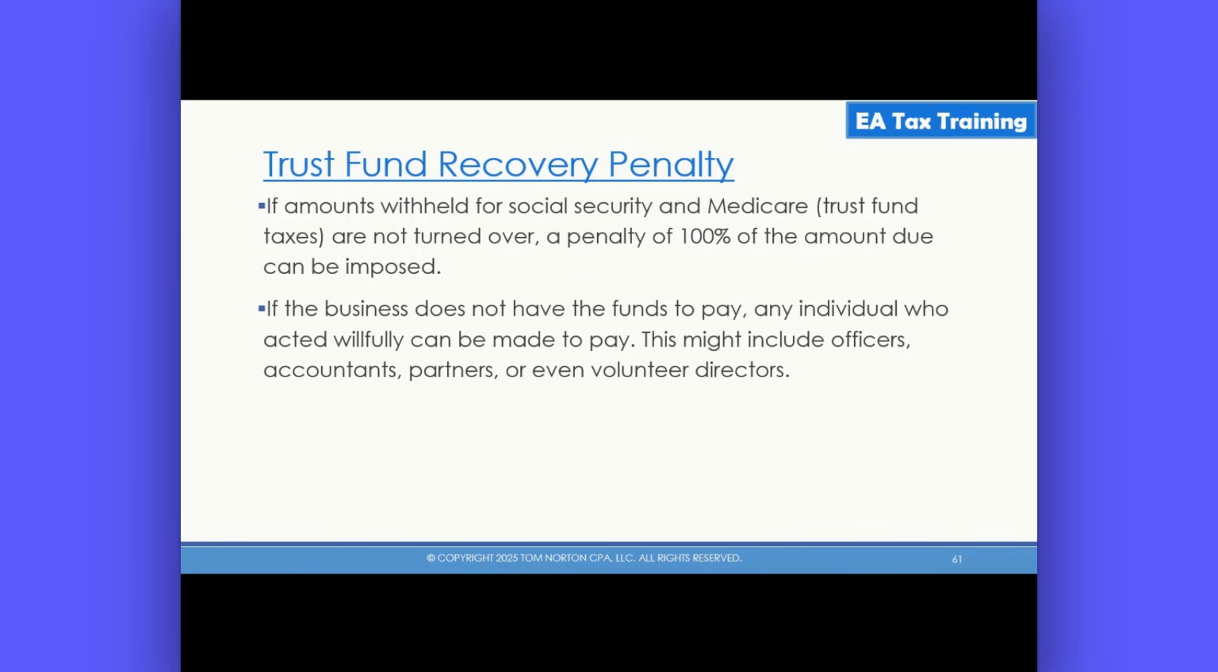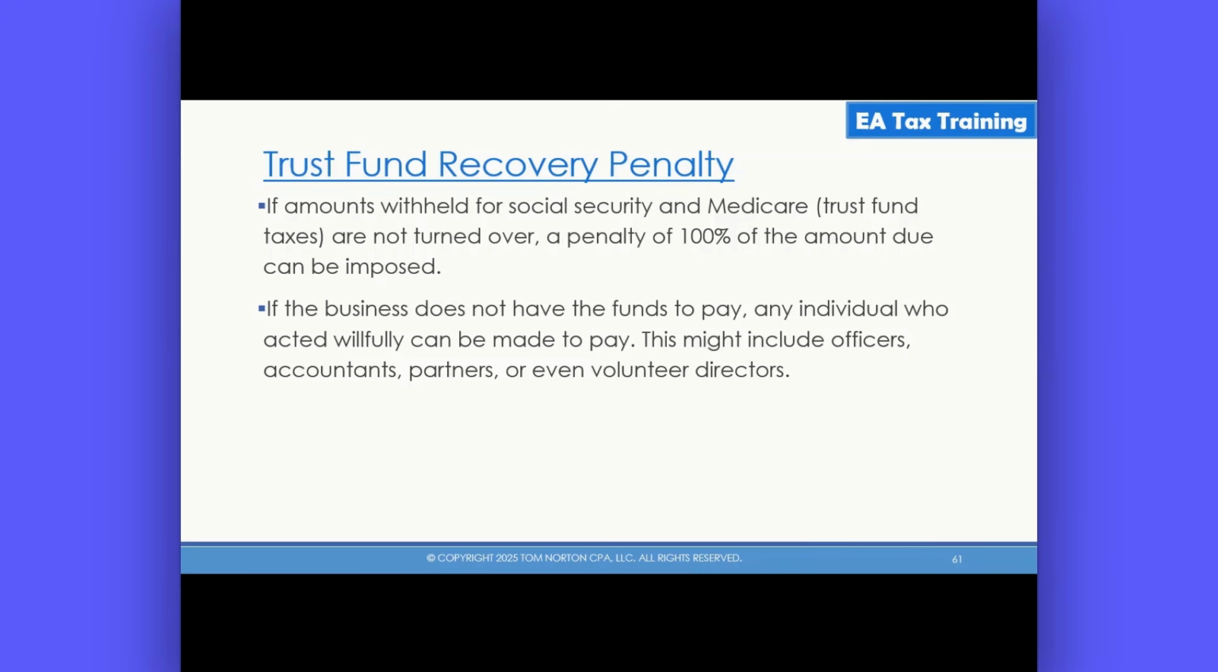This can include officers of the company, accountants, partners, or even volunteer directors can be held personally liable for these amounts. And you do not get any liability protection because you're a corporation or an LLC or whatever. That does not apply to this. The IRS takes this very seriously, as they should. These are amounts that have been withheld from your employees. And unfortunately, if you follow the news, you will see these cases come up way too frequently.